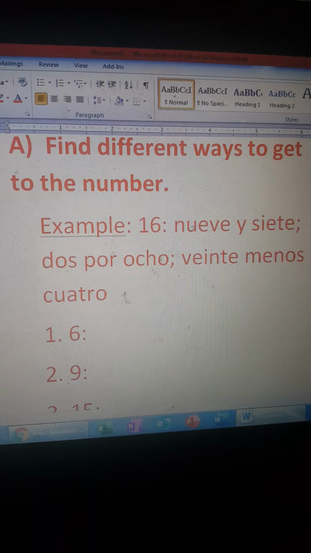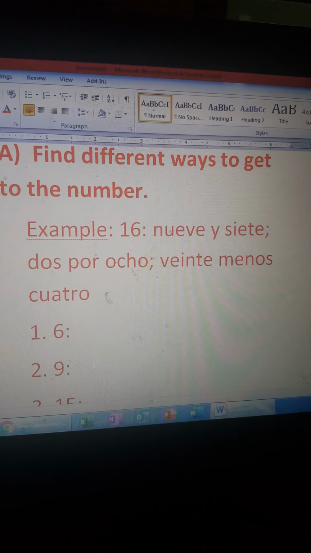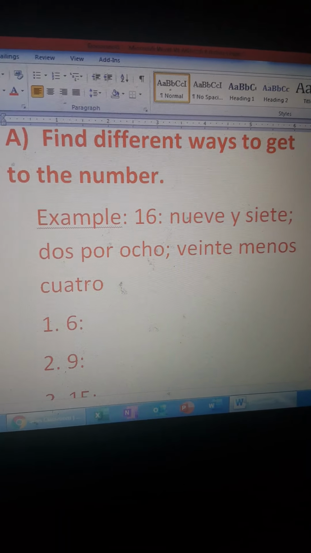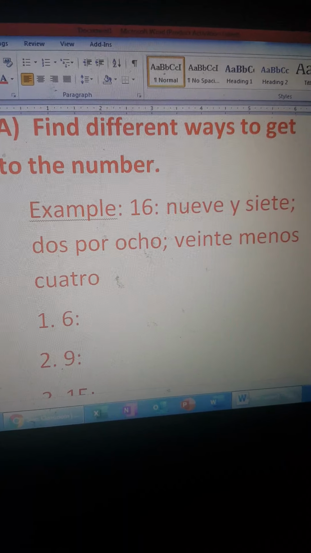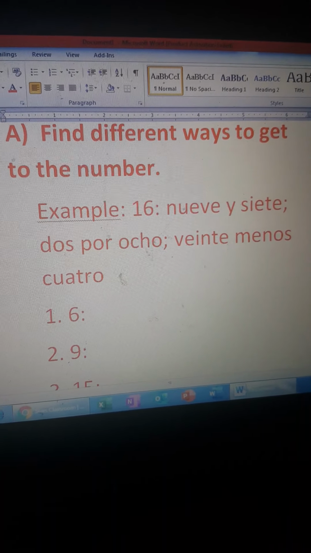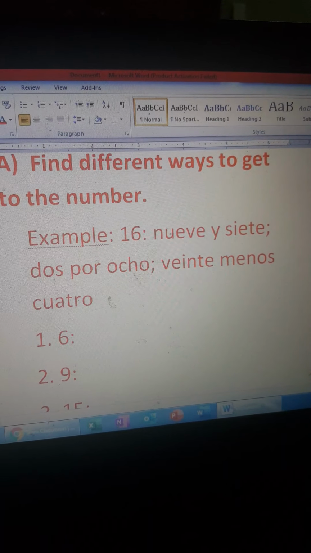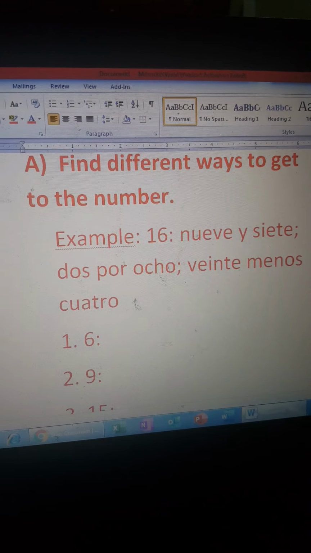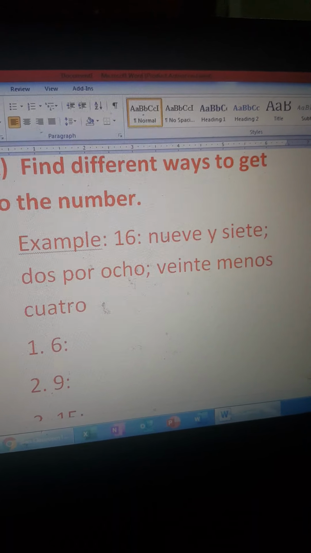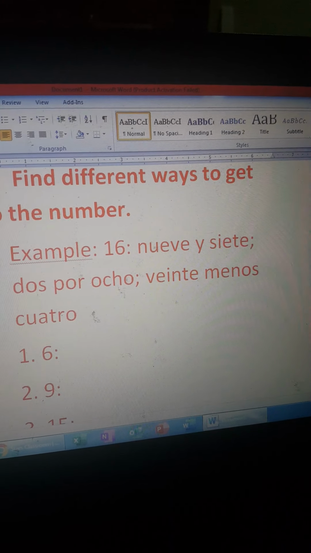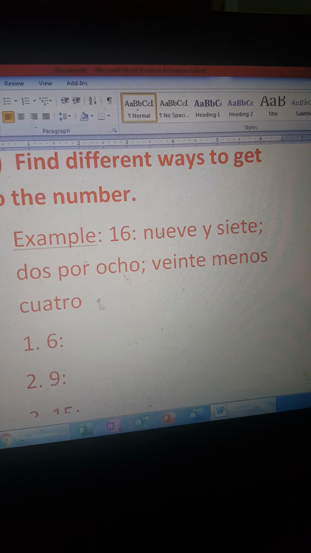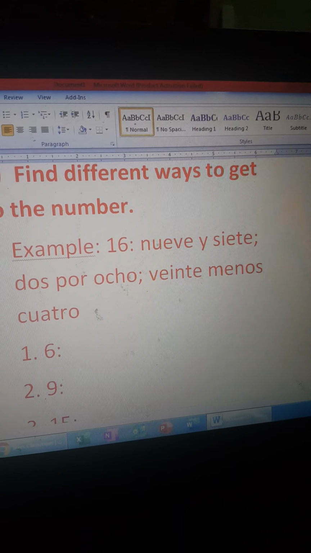So after you teach your students the numbers, a critical thinking exercise that you could do is asking kids to come up with different combinations of numbers to solve the math problem. So 5 different ways to get to the number. So you could add, you could multiply, you could subtract, and you could even divide.